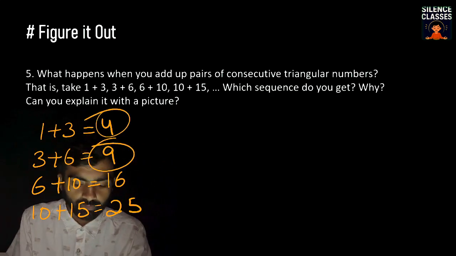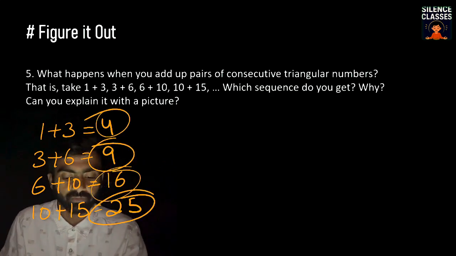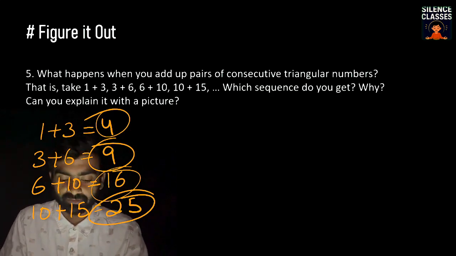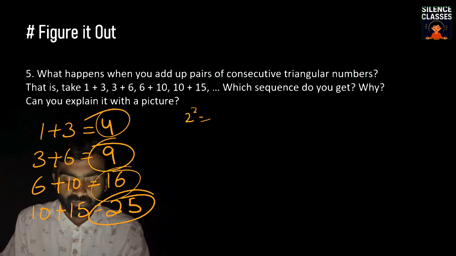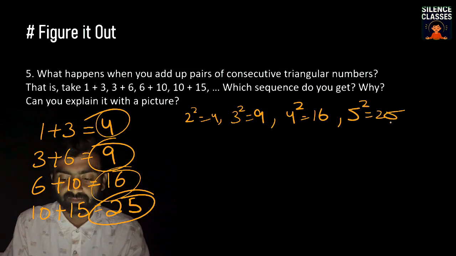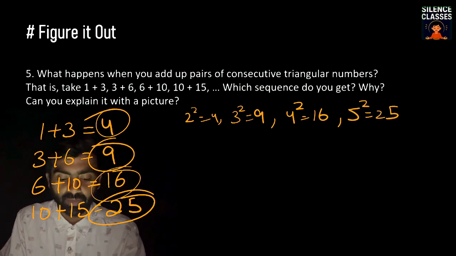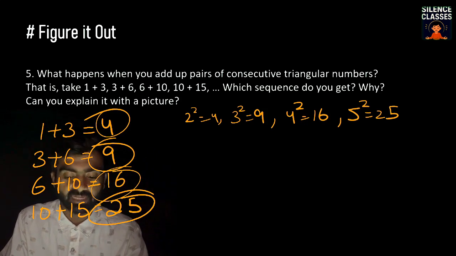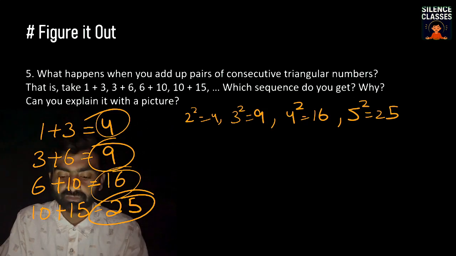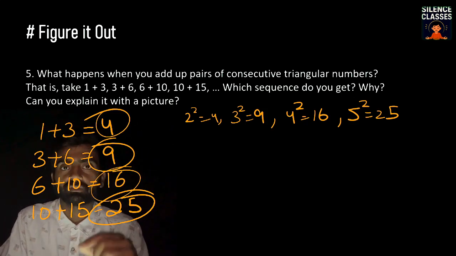Just look at what sort of numbers you are getting. We got 4, we got 9, we got 16, we got 25. And what are these numbers? You are absolutely correct. These are the square numbers. 4 is the square of 2, 9 is the square of 3, 16 is the square of 4, 25 is the square of 5, like this. If we add a pair of consecutive triangular numbers, then we will get the perfect square numbers.